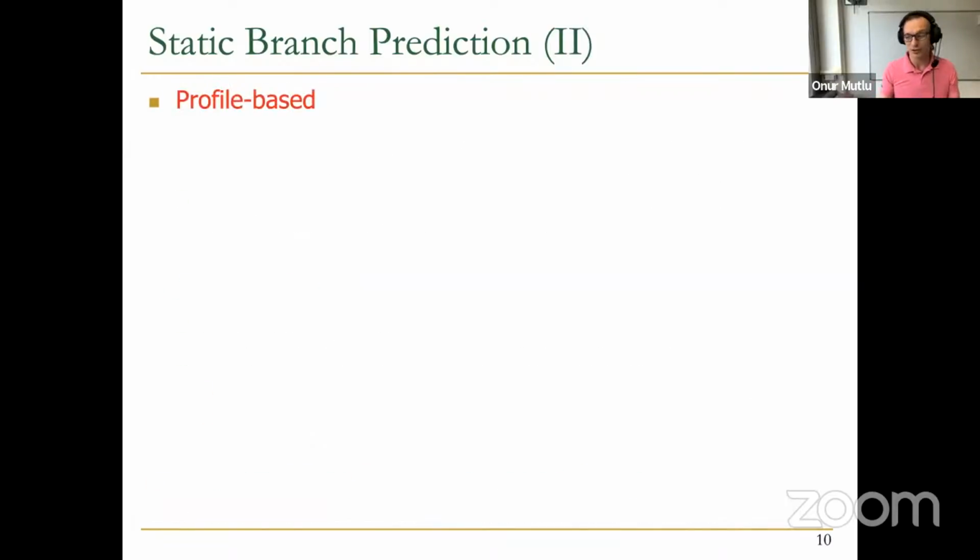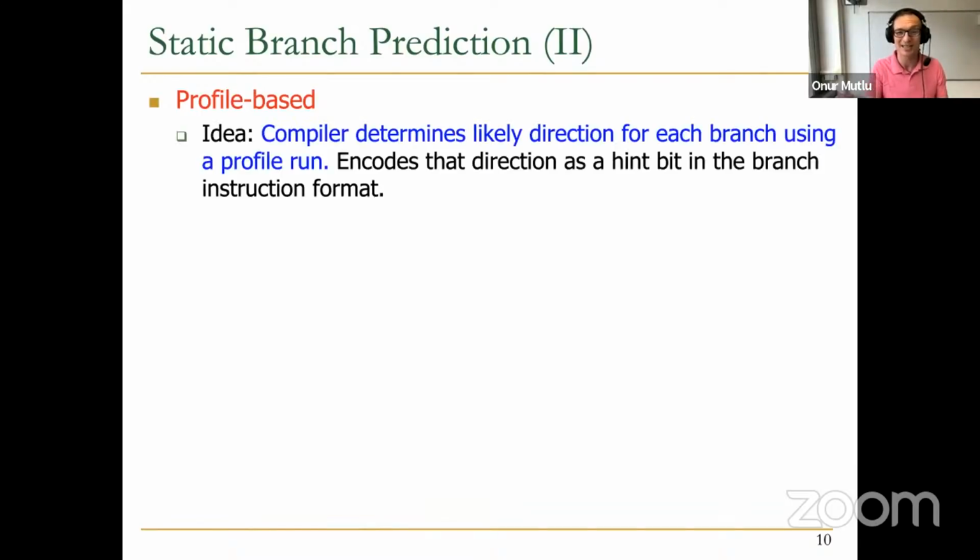Let's make them more sophisticated. Profile-based branch prediction mechanisms are a little bit more intelligent, let's say. The compiler determines the likely direction of each branch using a profile run, using some representative input sets, hopefully. And it encodes that direction as a hint bit in the branch instruction format. Now we're actually going into per-branch prediction mechanisms, right? For each branch, the compiler determines a likely direction, and each branch instruction has a single bit, the hint bit.